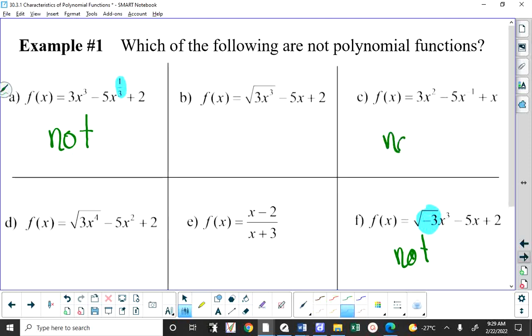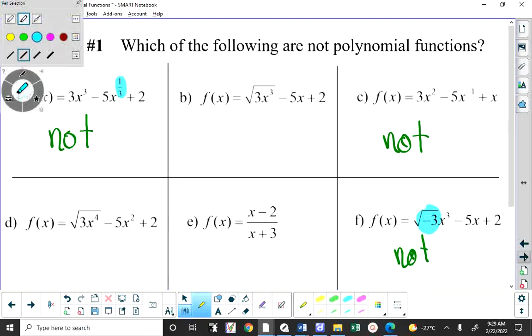This is not a polynomial function, for the same reason that a is not a polynomial function, and that reason being that the exponent on one of the variables is not a whole number. It happens to be a negative.